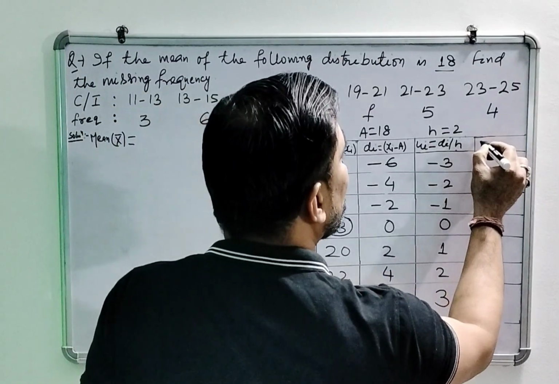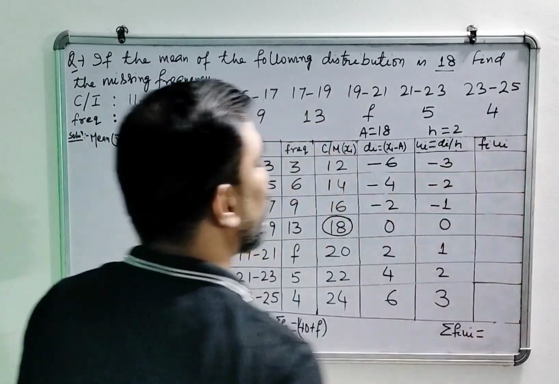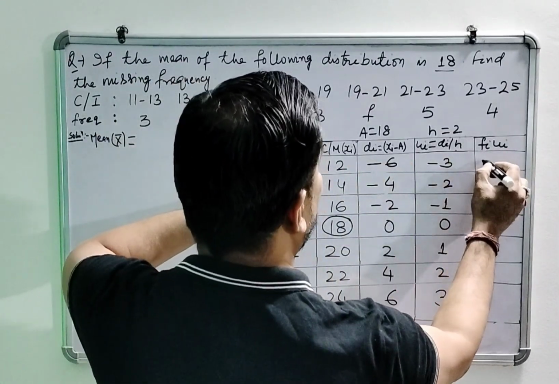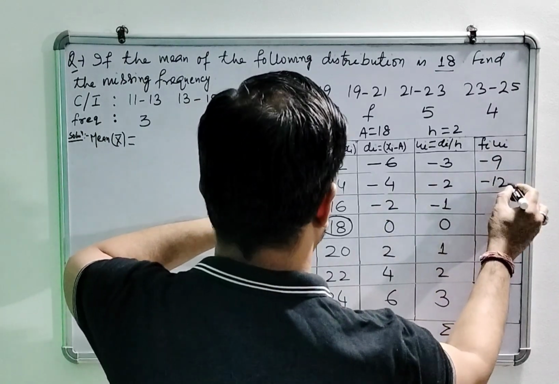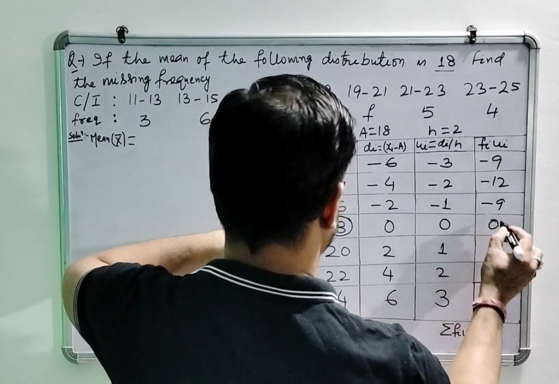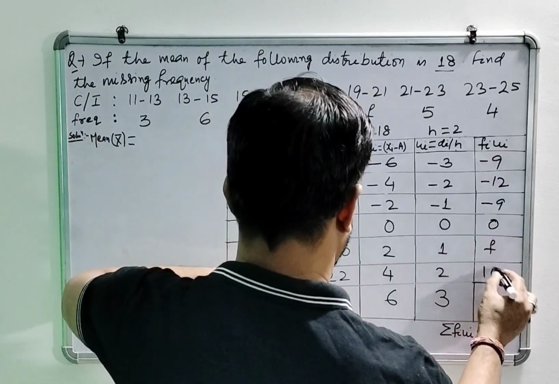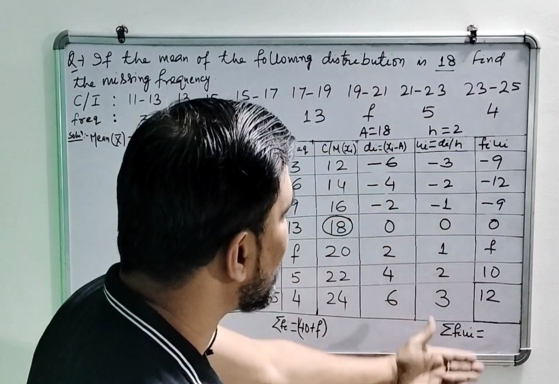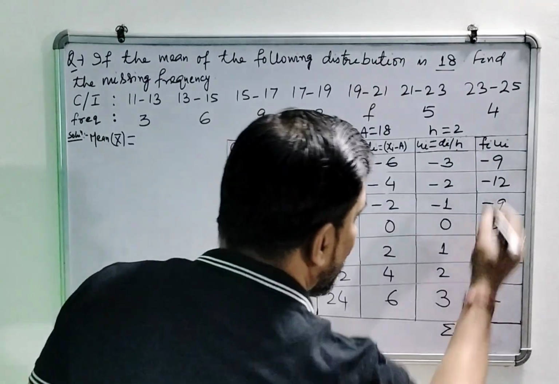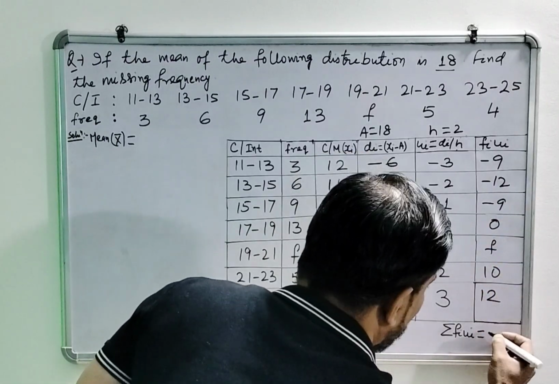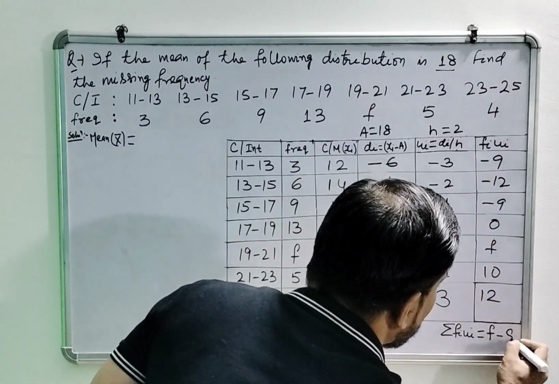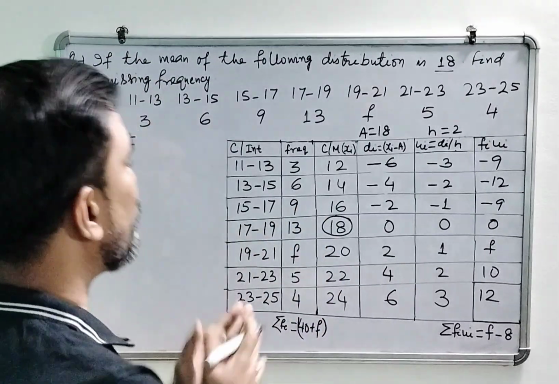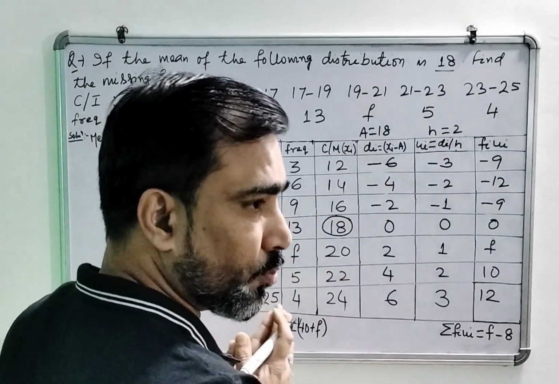Now we will calculate the fi ui value, meaning the multiplication of ui with fi. So minus 3 into 3 is minus 9, minus 12, minus 9, 13 into 0 is 0, then f, 10 and 12. So now this is the data of fi ui. What is the summation of fi ui? If you add this data, we will find f minus 8 as the sum. This means we have used the step deviation method to calculate the mean for this frequency distribution.